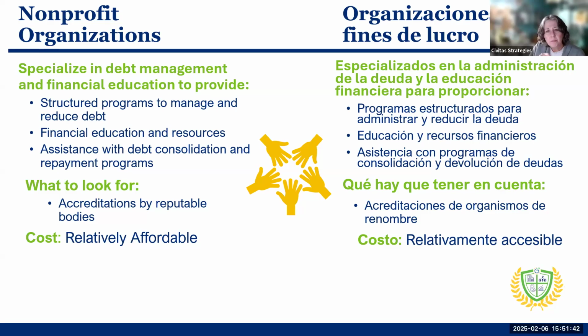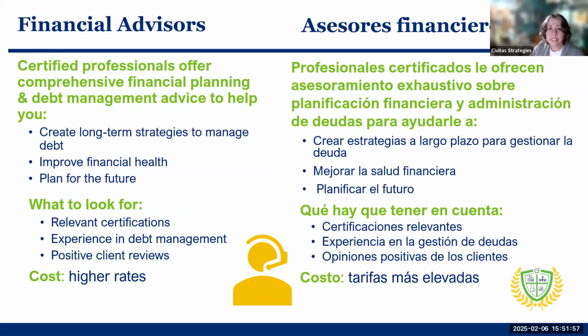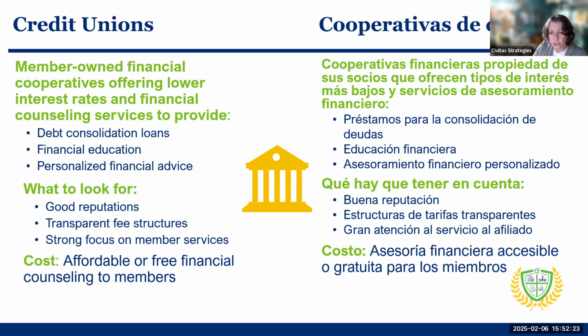organizations that are accredited by the NFCC, which is the National Foundation for Credit Counseling. If you find someone who's accredited by the NFCC, you are most likely working with an organization that is going to be of great help to you. Financial advisors, right? They can help you with comprehensive planning, debt management, and long-term strategy. So think about that. Look for individuals that have certifications. CFP is one type of certification. You can ask bookkeepers, your lawyers, and anybody, do they happen to know any good financial advisors? You want to know how much they're charging.